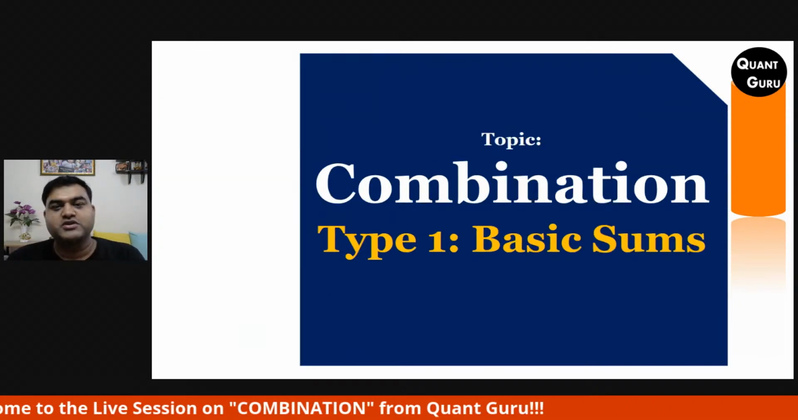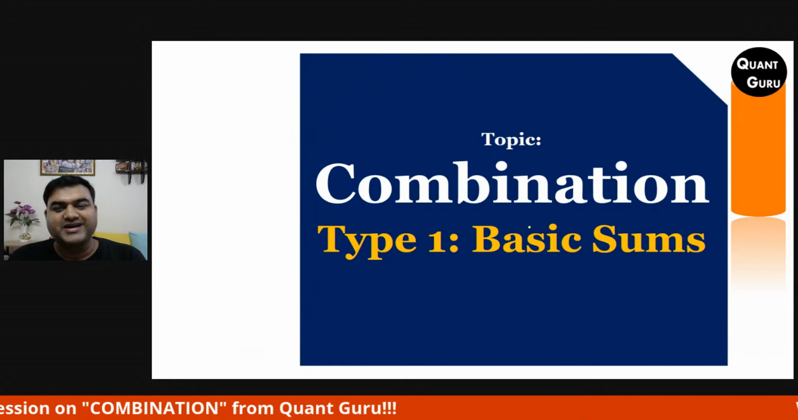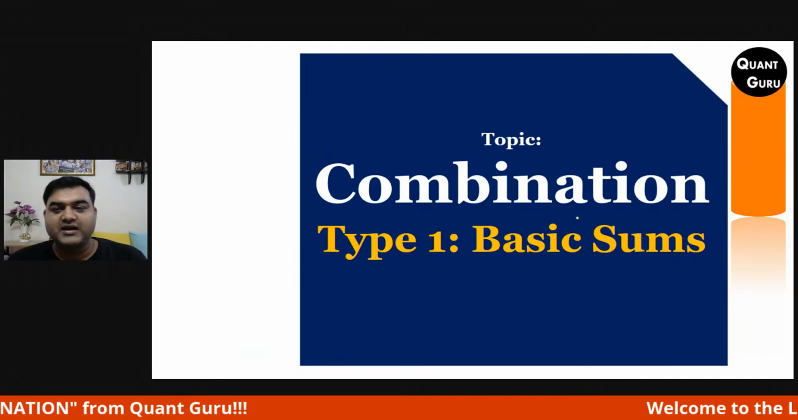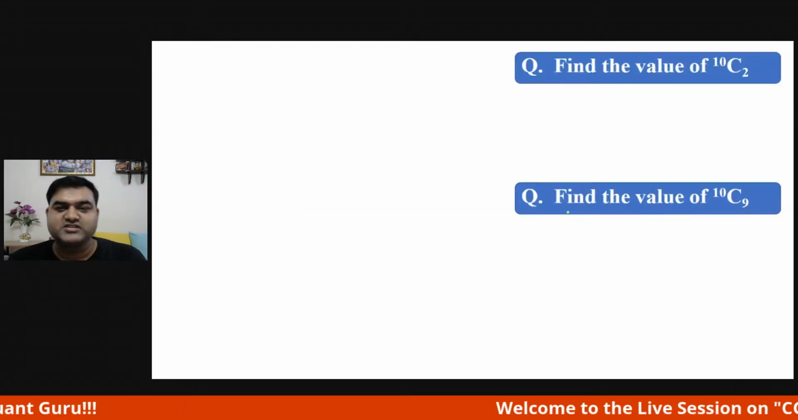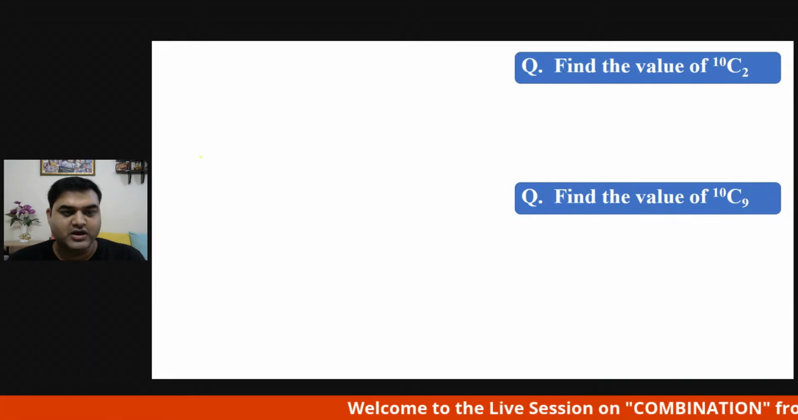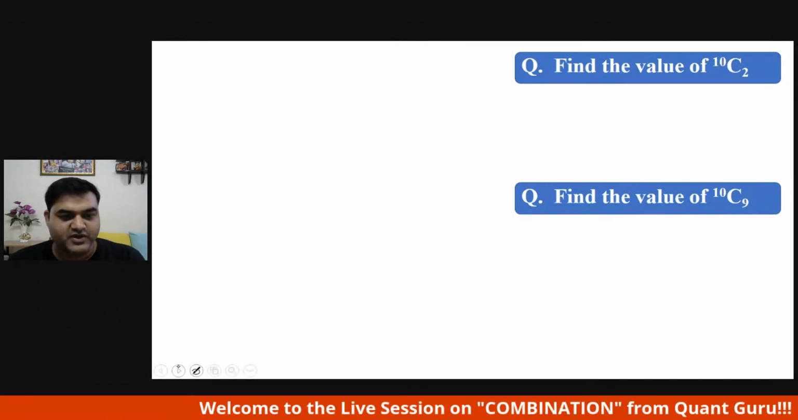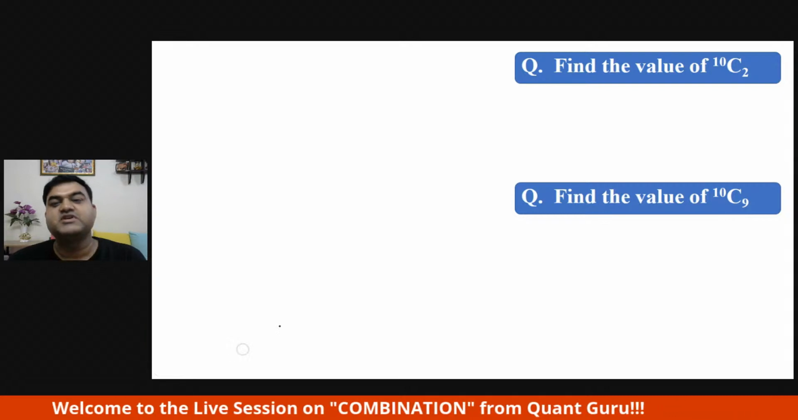Okay, coming to the next topic. Combination type 1, basic sums. I'll be taking a few of the sums just for your understanding, so that we know how we are going to use the formula and how we are going to get the sums done.